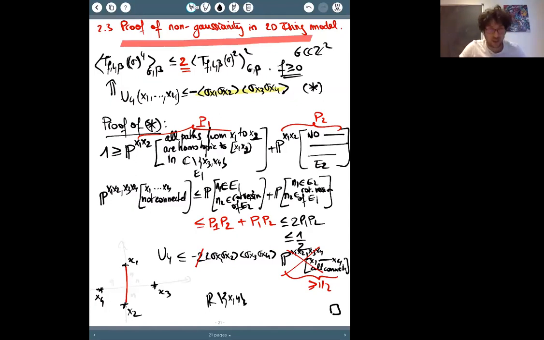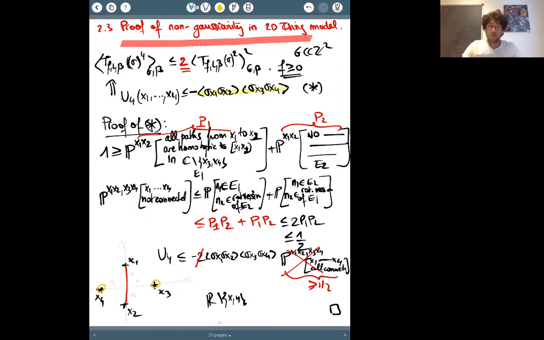And you look at homotopy classes, and you are in R minus these 2 points, and you look at the homotopy classes of the path from X1 to X2, and you want all of them to be homotopic to the segment, or none of them. Of course, it could be that some of them are and some of them aren't, but we are not even going to use this. We are just going to use these two events. Okay? So this is the end of the proof of non-Gaussianity in 2D.